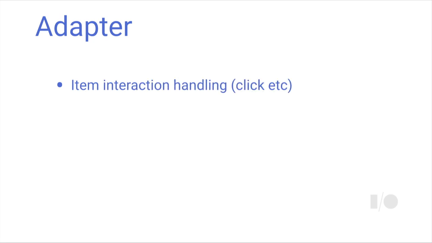So in contrast to ListView, where you could use this item click listener type of model for things, the adapter is now responsible for configuring the item interaction handling. So these are all of your click listeners, touch listeners, so on and so forth. Adapters also deal with your multiple view types, being able to keep track of the different view holders that you may be tracking.